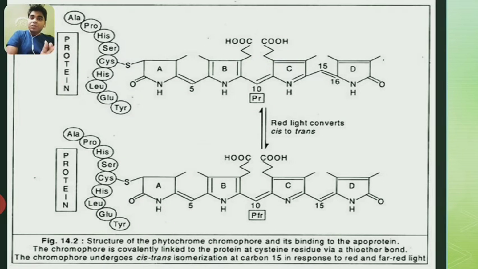So here is the full structure of phytochrome and chromophore and its binding to the apoprotein. The chromophore is covalently linked to the protein at a cysteine residue via a thioether bond. Here you can see the thioether bond. The chromophore undergoes cis-trans isomerization at carbon number 15 in response to red and far red light. So here you can see the red light converts cis to trans.